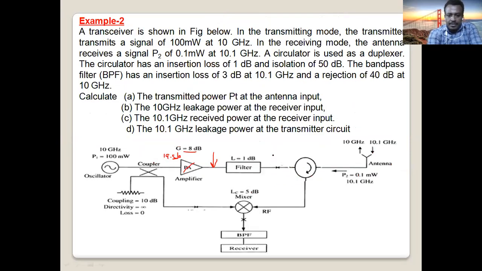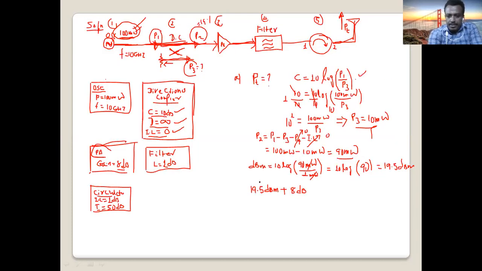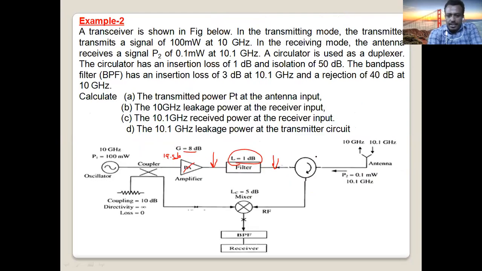What's the next device? A filter. So what is the power here? The filter has not gain but a loss of 1 dB. So loss means you have to subtract. So minus 1 dB because of the filter. Here you see our filter here. What's the next device? Next device, circulator.